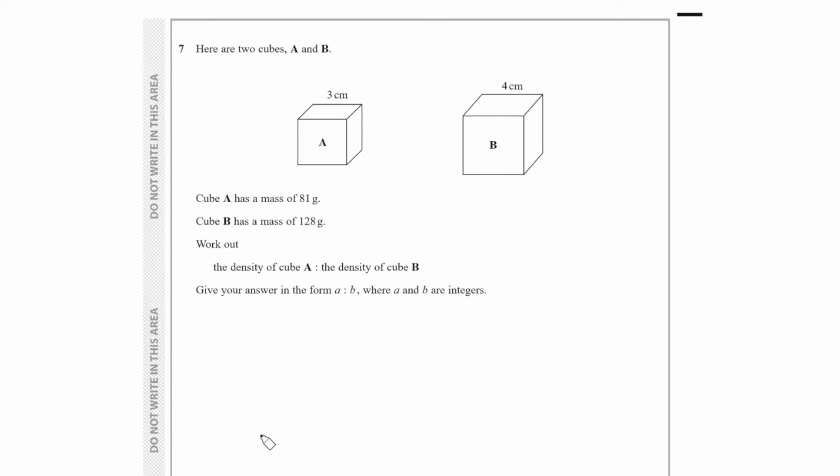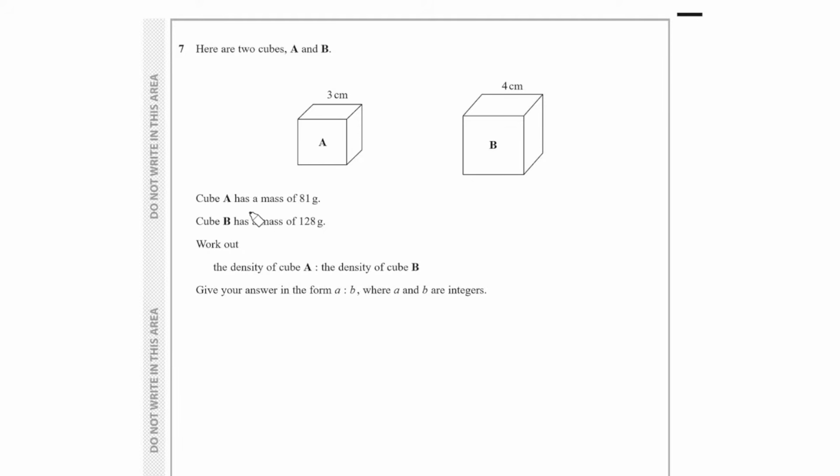Question 7, here are 2 cubes, A and B. Cube A has a mass of 81 grams. Cube B has a mass of 28 grams. Work out the density of cube A to the density of cube B. Give your answer in the form A to B, where A and B are integers, i.e. whole numbers. You can also see that cube A has a side length of 3 and B has a side length of 4.